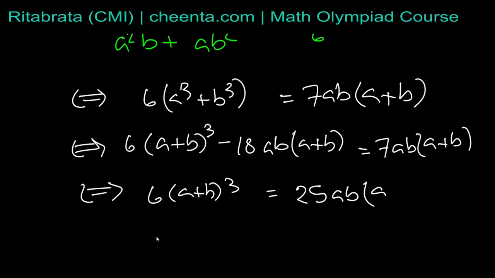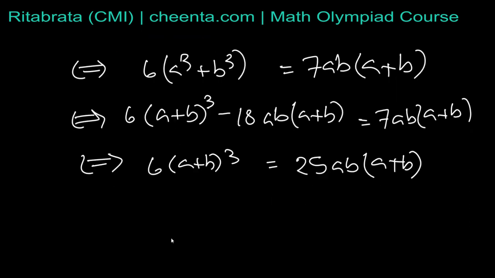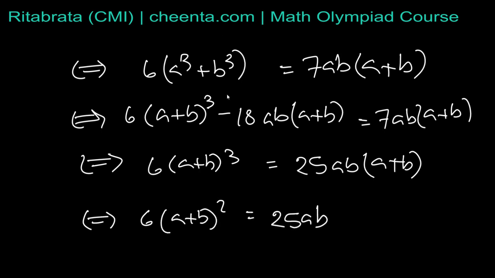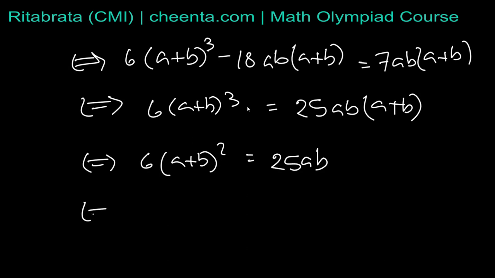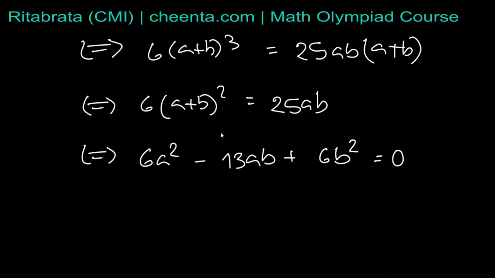You already know that a plus b is not 0 because a is a power of 2 and b is a power of 3, so they are all positive quantities. So we can cancel out a plus b. So now we have 6 into a plus b whole square equal to 25ab, which holds if and only if 6a square minus 13ab plus 6b square equal to 0. Now we have to just solve only this equation. This equation is actually very easy to solve.